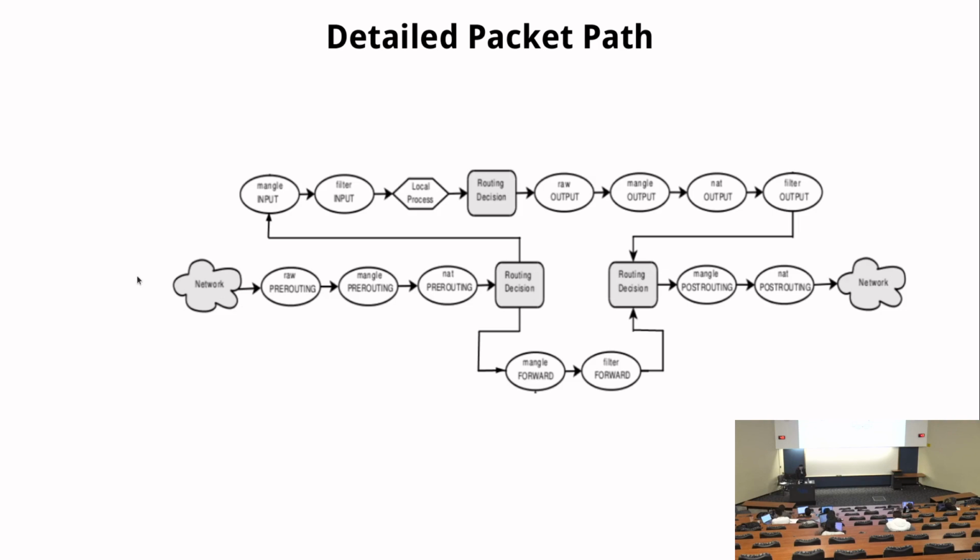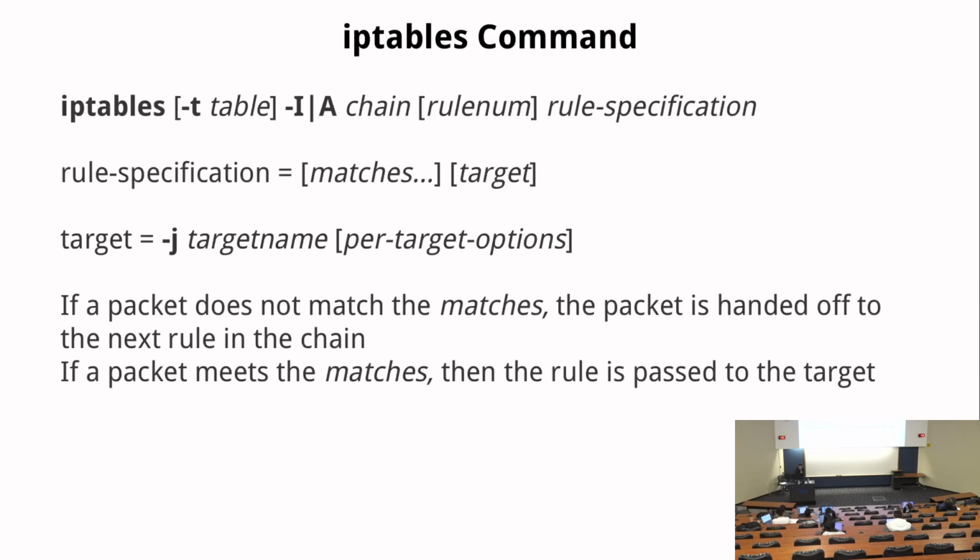When a packet comes in to the computer from the network, it will first go to the pre-routing raw table, then go to the pre-routing mangle table, then the pre-routing network address translation table. Then it may go to the forward mangle table and filter table, something like that. So that's how the netfilter module in the Linux kernel was implemented.